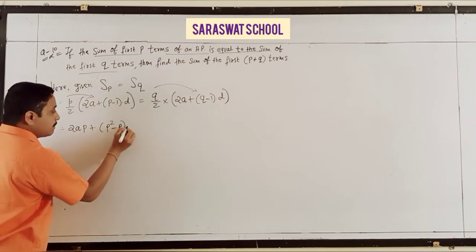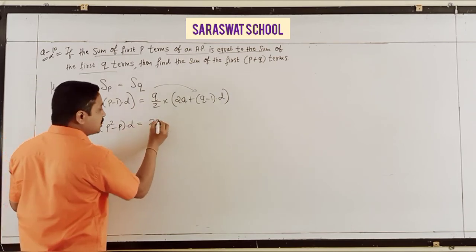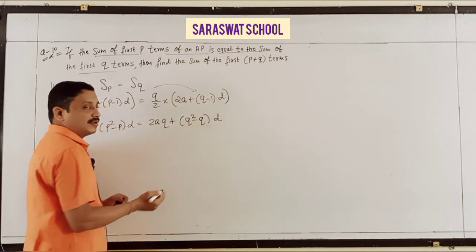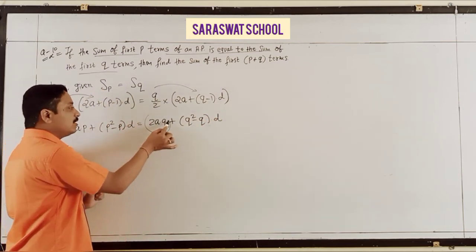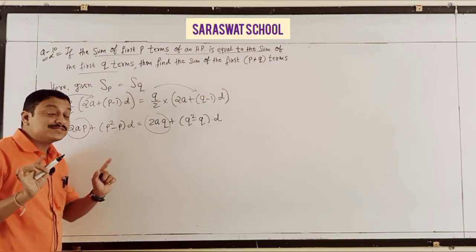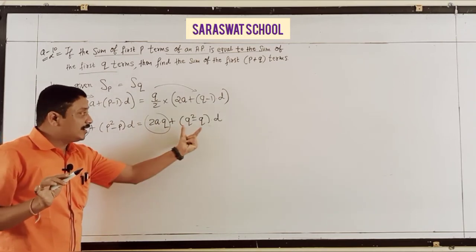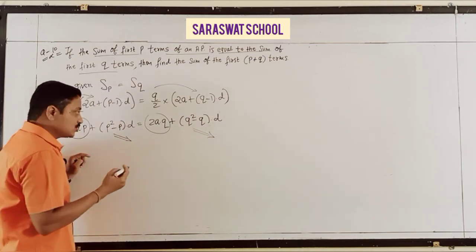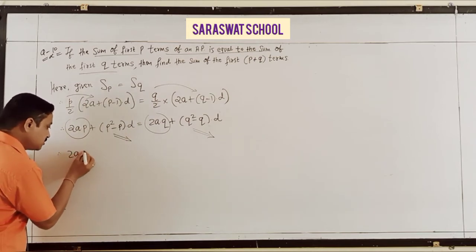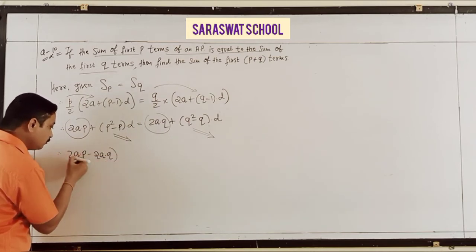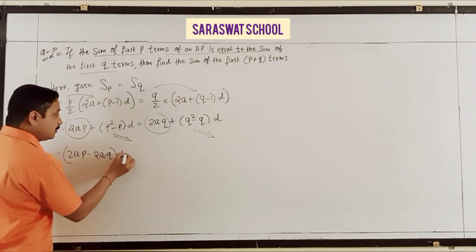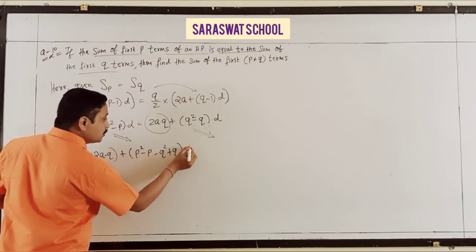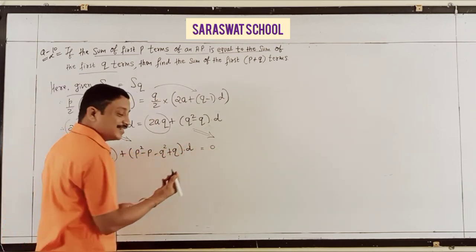P square minus PD. Same here, twice AQ plus Q square minus QD. Very easy. You just make an arrangement with like terms: 2AP, 2AQ, and the D terms I make the same with common taking. So first of all I do 2AP minus 2AQ, and another P square minus Q square minus PD plus QD, and this is equal to 0.